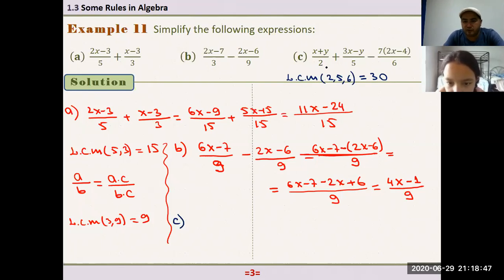The first one to get 30, we should multiply by 15, right? So multiply numerator and denominator by 15. What we have here? 15x plus 15y, right? And let me just write here, plus, here we should multiply by 6.